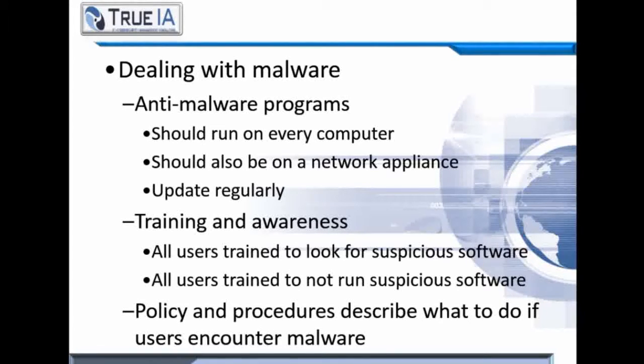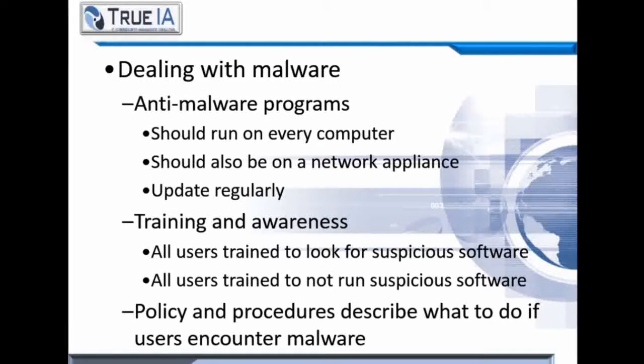Next is training and awareness. You must train your users. They need to be trained to look for and be able to recognize suspicious software. And of course, you need to train them never to run suspicious software. Most organizations have what's identified as an AUP. This is a set of policies and procedures that all users agree to before gaining access to the organization's network.